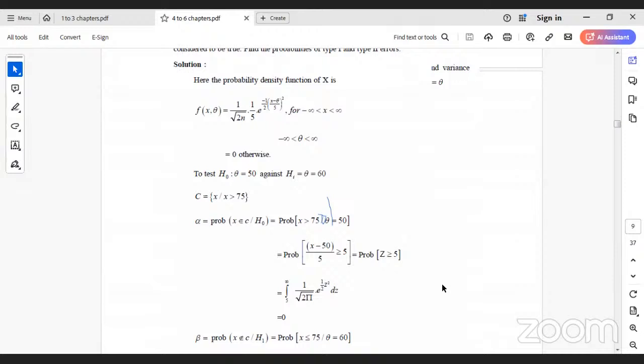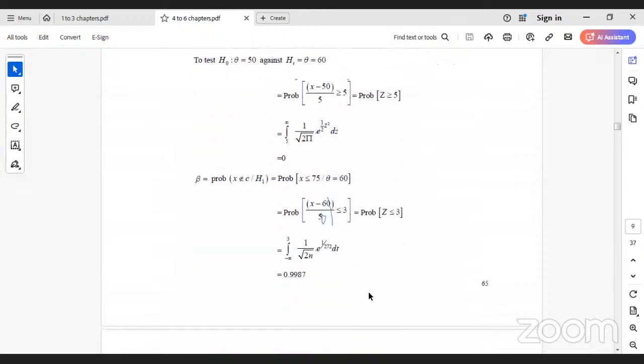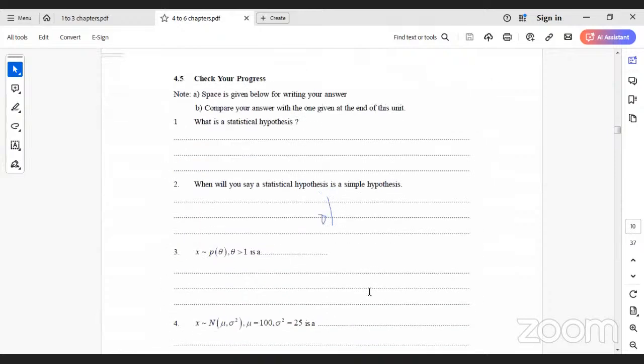So beta is the probability that x does not belong to the critical region when H1 is true. So probability of x less than or equal to 75 when theta is equal to 60. The probability, with theta 60, we are taking here (x minus 60) by 5 less than or equal to 3. So the probability of z less than or equal to 3 we are taking here, which is the integration from minus infinity to 3 of 1 by root 2 pi e power minus 1 by 2 z square dz, that is a simplification of this one.